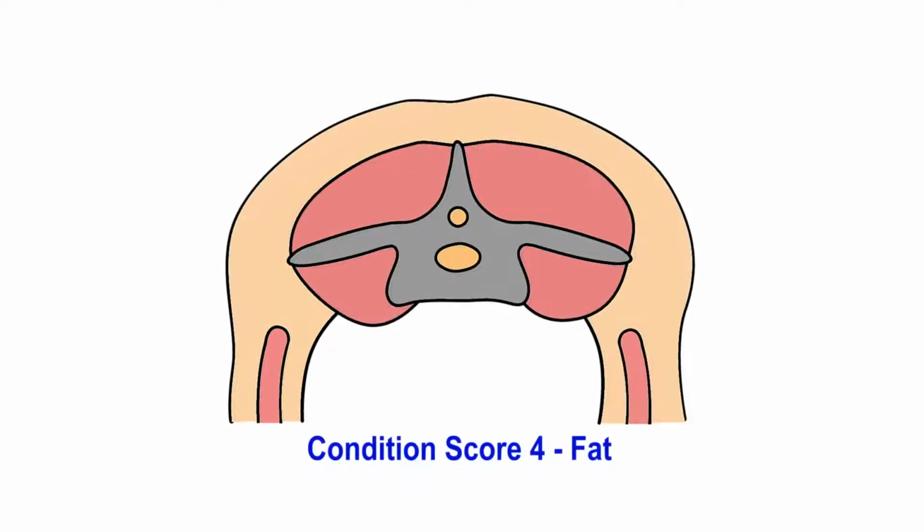For a score of 4, the backbone is only detectable as a line. The ends of the horizontal processes cannot be felt. The loin muscles are full and rounded and have a thick covering of fat.